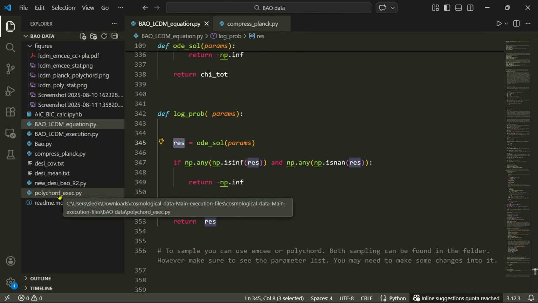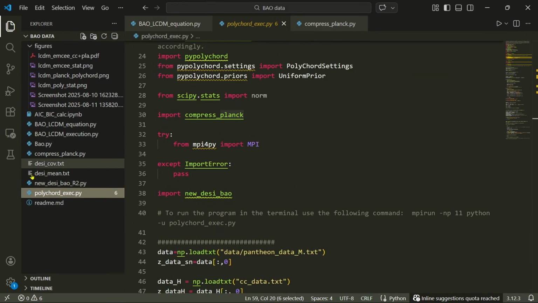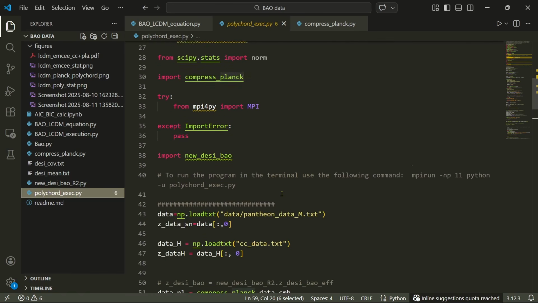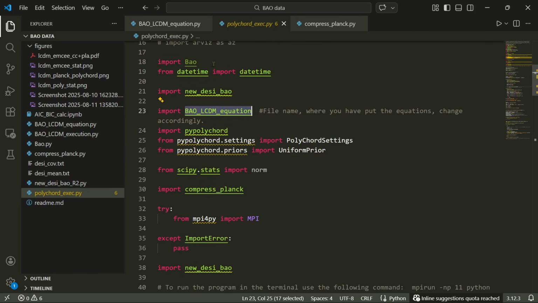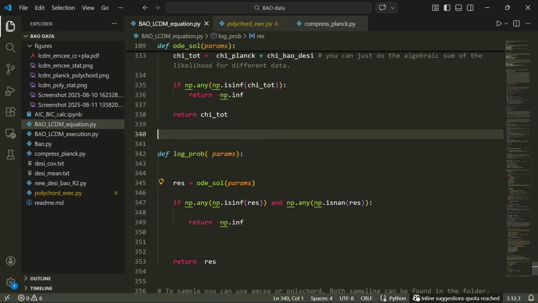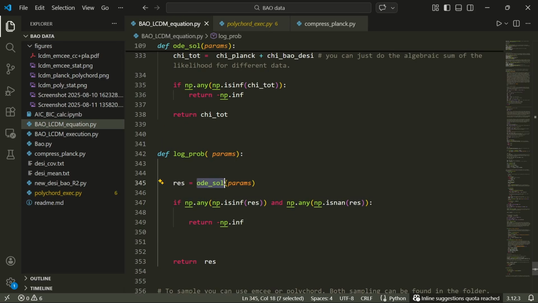Now let's say I am using the Polychord. What is the file name? BAO LCDM equation. So I'm importing BAO LCDM. Where is my BAO LCDM? Yes, BAO LCDM equation. Now for this BAO LCDM equation, which block do I have to use? I don't have to use the ODE block. I have to use this block because this block is doing everything, because it contains my ODE. From there it will actually give us my chi total.